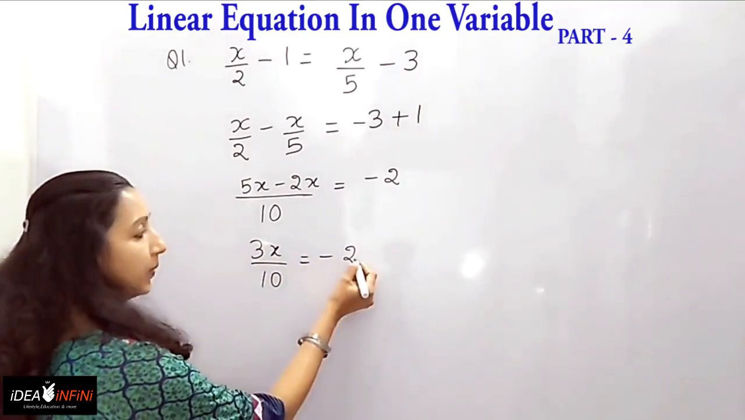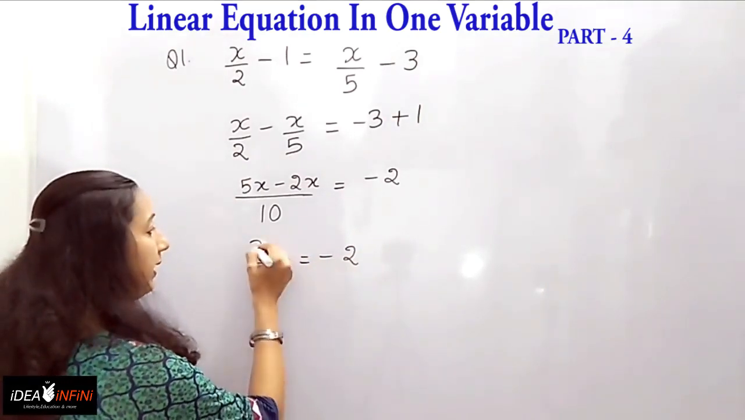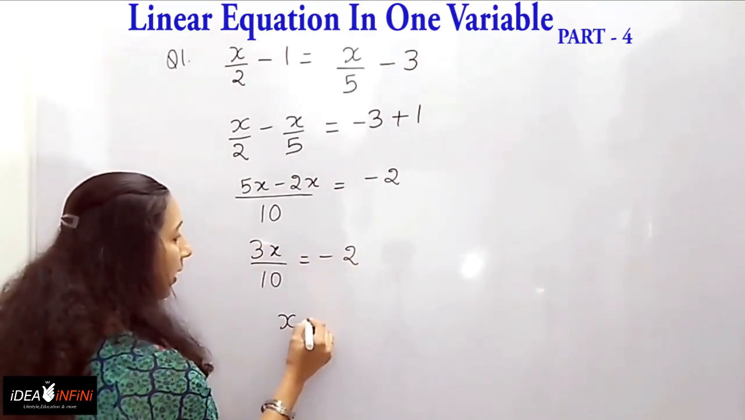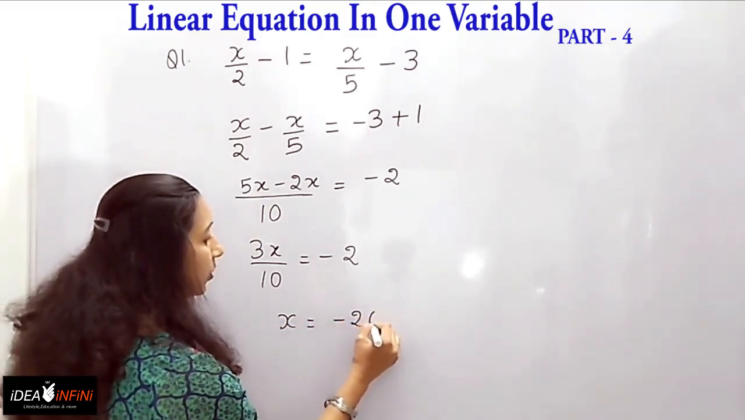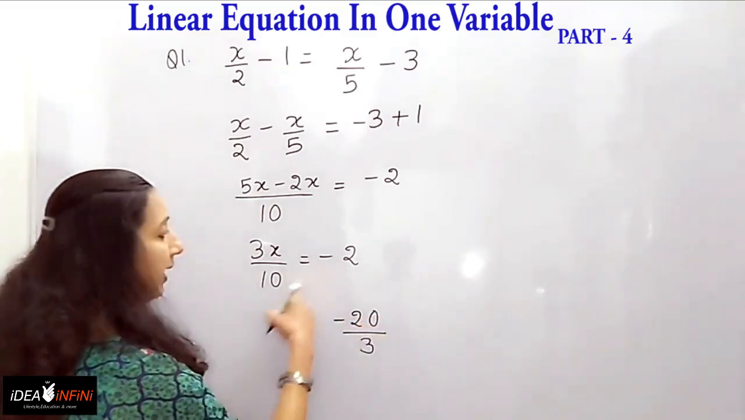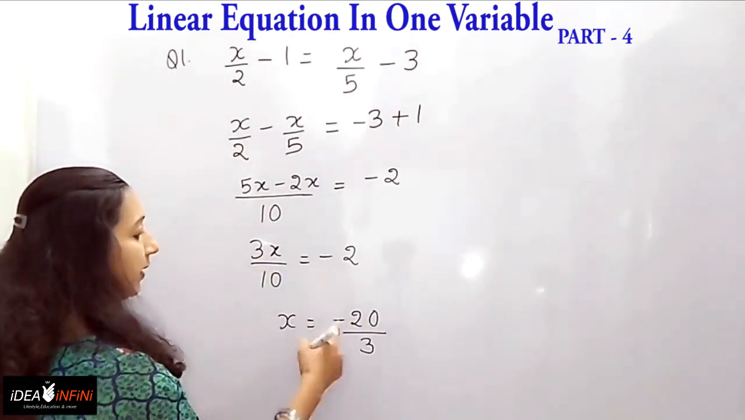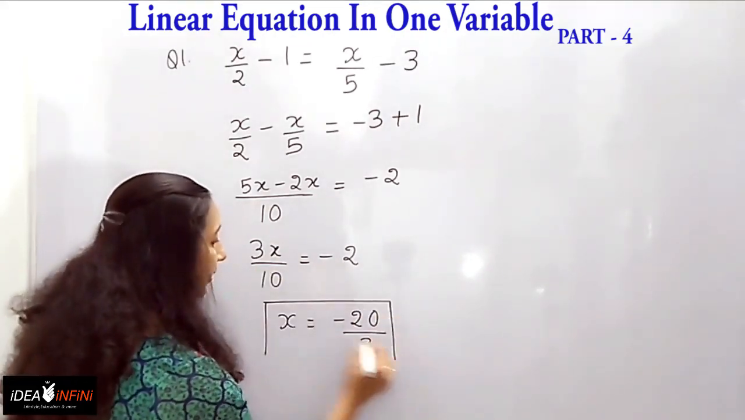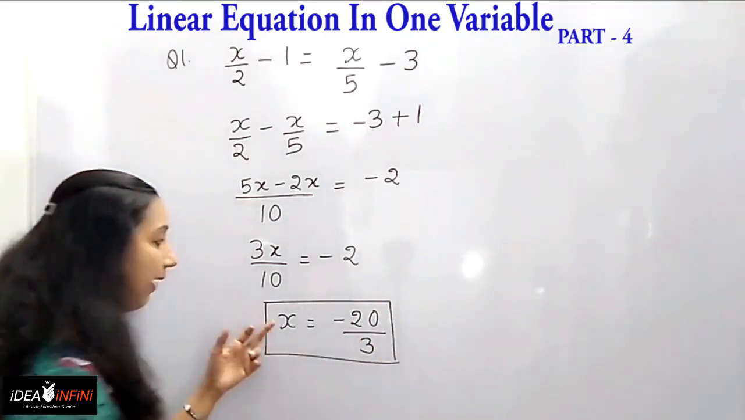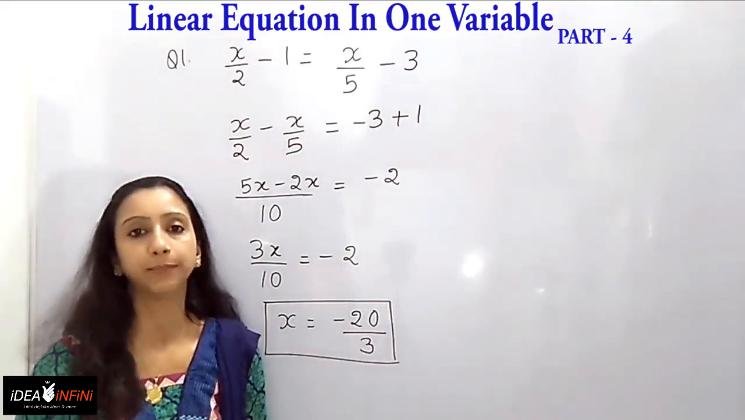When this 10 gets multiplied here, it becomes -20 and this 3 gets divided. So I have the answer as -20/3. 10 into -2 is -20, divided by 3. So this is my final answer. This is the value of x, that is -20/3.